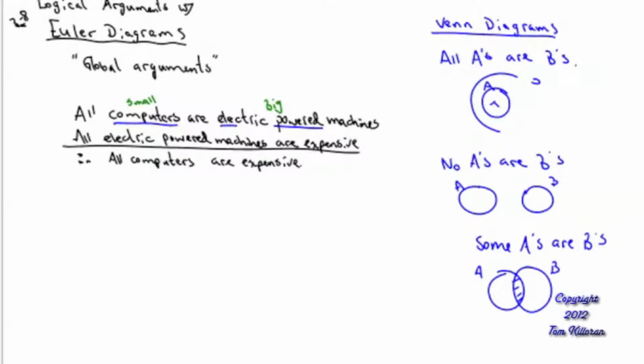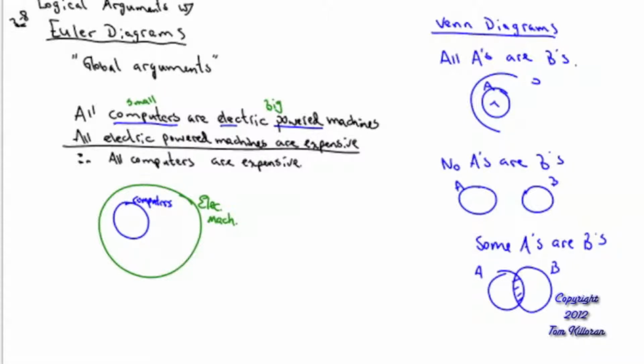So the big circle is going to be electric-powered machines. And you can abbreviate it as long as you know what that circle is talking about. So all the electric-powered machines in the world go in that green circle. What else goes in that green circle? All these computers, because it says all computers are electric-powered machines. So computers go in here. Computers.